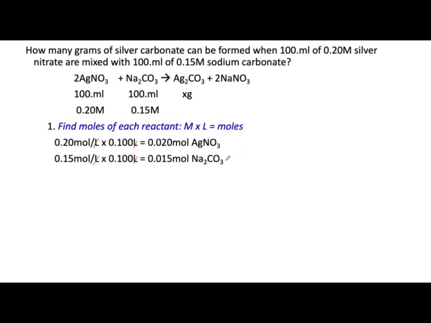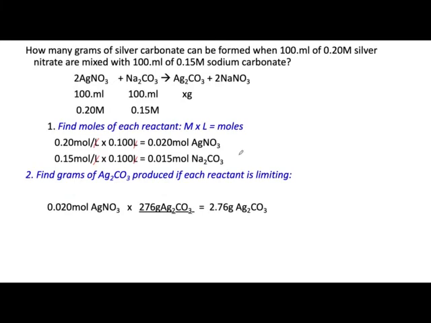Now only one of these two can be the limiting reactant. And so now I'm going to figure out how many grams of silver carbonate I could make if each one of these was a limiting reactant. And remember, the one that makes a smaller amount of product is the limiting reactant. So let's see for the silver nitrate. Here's the moles of silver nitrate that I calculated in step 1. The 276 grams of silver carbonate is actually the molar mass of silver carbonate.